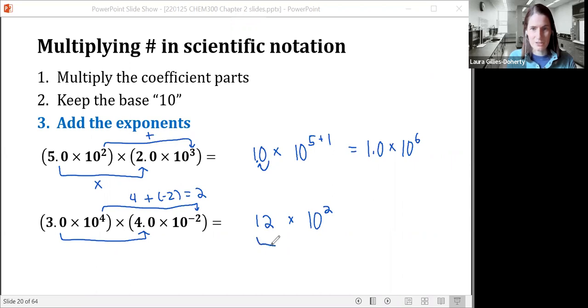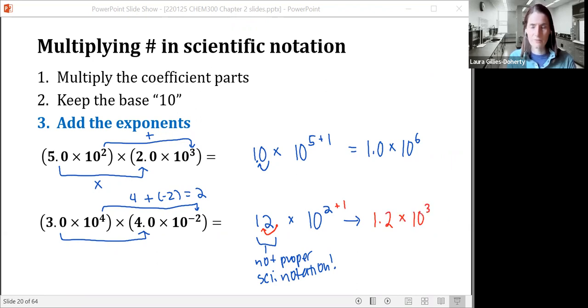And again, this isn't proper scientific notation. So we've got to convert it into proper scientific notation. We got to move the decimal point over there. So we have to add 1 to the exponent. So we get 1.2 times 10 to the 3rd. So key things to remember when you're doing multiplication with scientific notation: multiply the coefficients just like in regular math, and then you add the exponents, and then adjust your number if necessary so that the final answer is written in proper scientific notation.